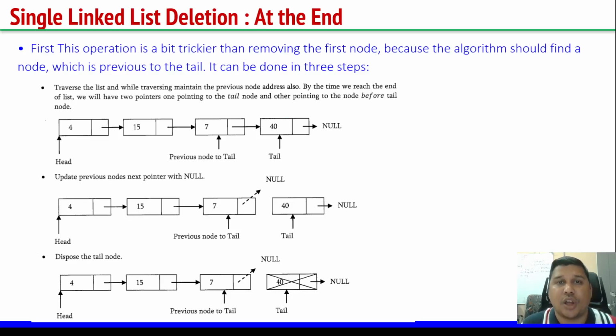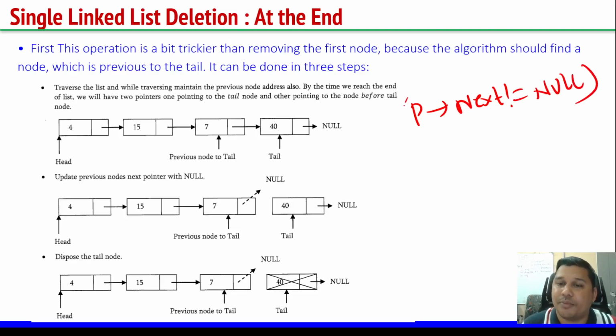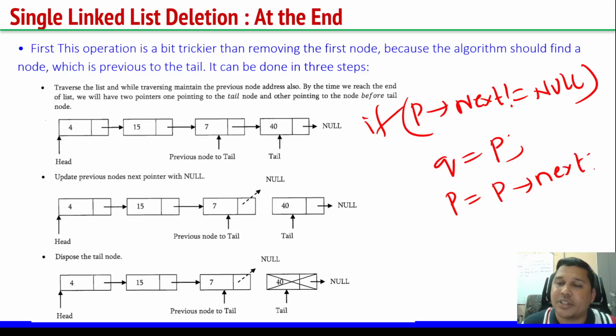Okay, we will see the logic, how I can make this p and this q. How do I get this? We will see the logic. It's as simple as that. You always go, if p's next is not equal to null. If or while, whatever you say, and if this is not null, then you write q equal to p and then write p equal to p of next.